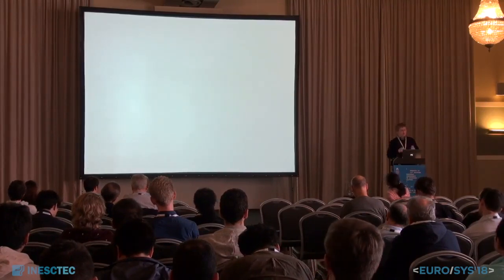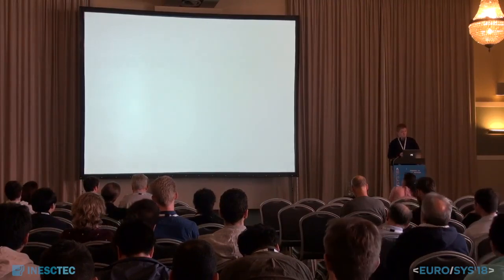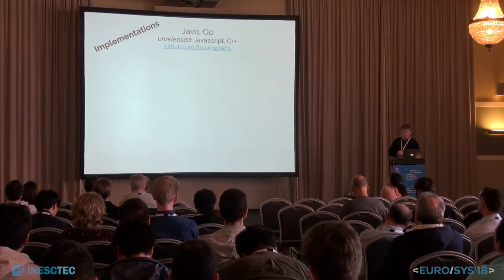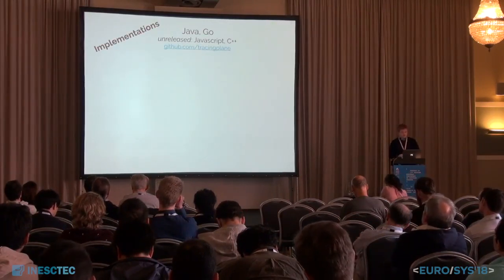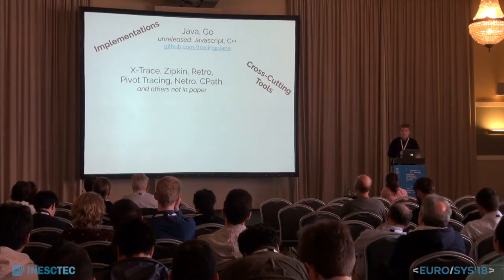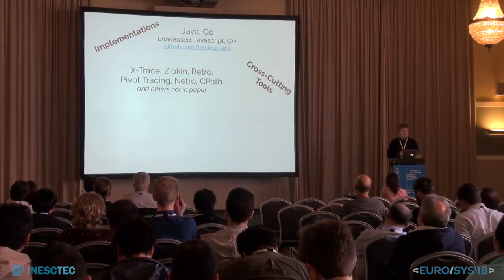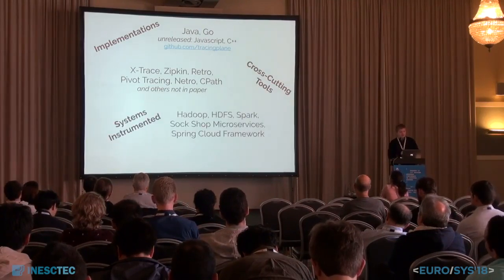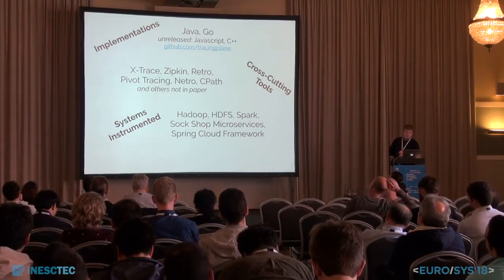So I'm only going to summarize our actual implementation and evaluation. We implemented the tracing plane in several languages, primarily evaluating our Java and Go implementations. We presented in the paper 6 cross-cutting tools, some of them updates of existing tools, others being new tools entirely. And we deployed them across a range of distributed systems, including data analytics and microservice environments.